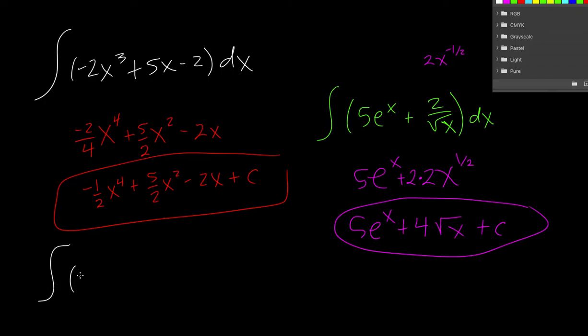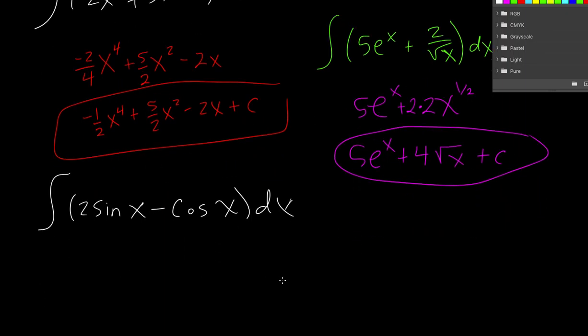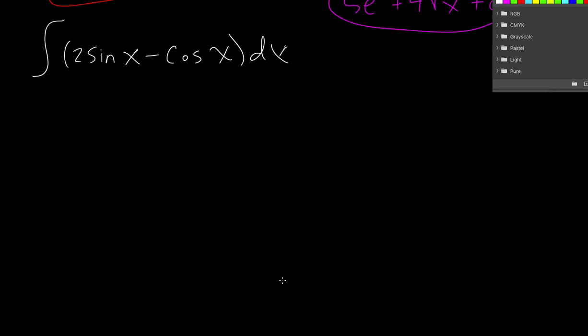Okay, now we have 2 sine x minus cosine x dx. So this is one that we can just treat separately. So if we just do 2 sine of x.